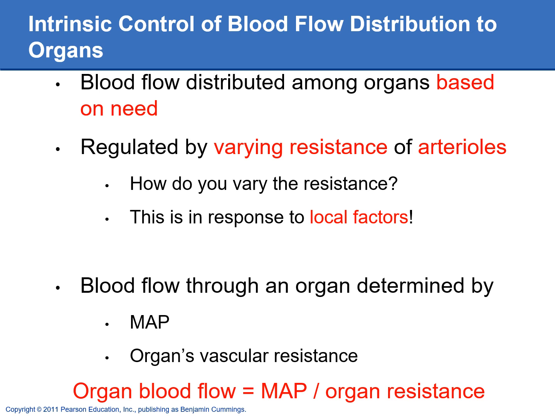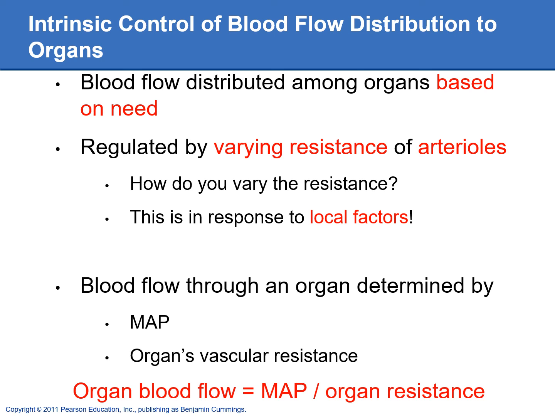Okay, and as far as controlling blood flow to the organs, it's going to be based on need. If the organ is working harder, we need to increase blood flow, so we would vasodilate to it. And if it's not working as hard, we would vasoconstrict because it doesn't need as much blood. To answer these questions here, how do you vary the resistance of the arterioles? Remember, that's just by vasodilating or vasoconstricting the arterioles. This is in response to local factors, things like oxygen levels and carbon dioxide levels, that'll affect the smooth muscle and cause it to either constrict or to dilate.